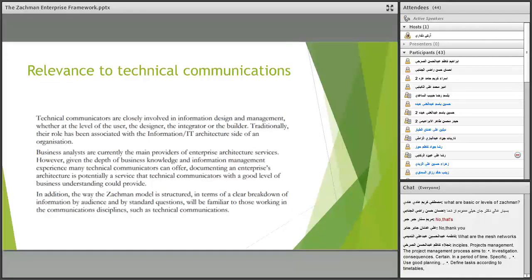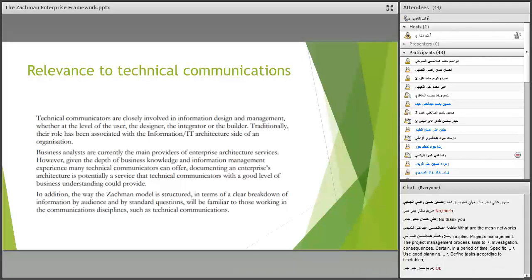So, let me talk a little bit more about the framework and enter the details of this framework.